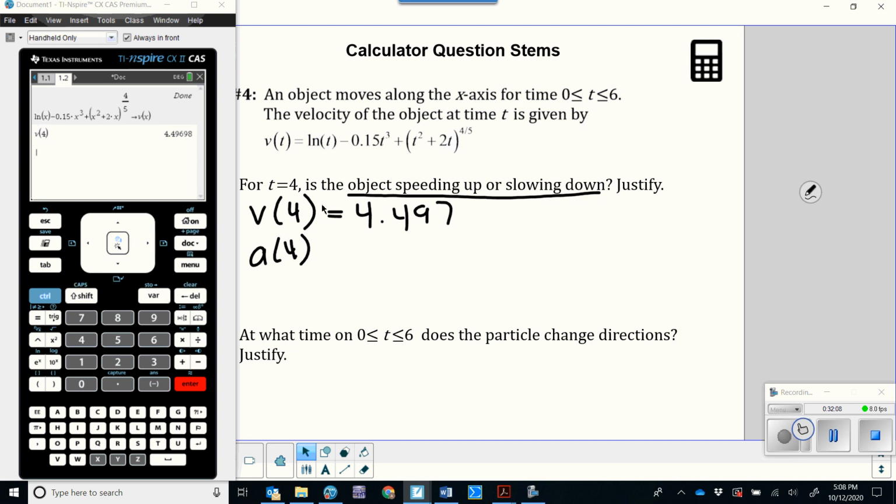Acceleration at 4 would be the derivative. So I'm even going to write that. That would be the derivative evaluated at 4. But remember, to do it in the calculator, I can let the calculator do that. There's a couple of ways. I'm going to do it different than the last time we did it.